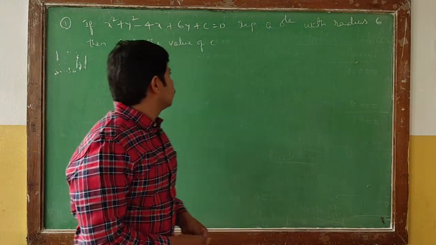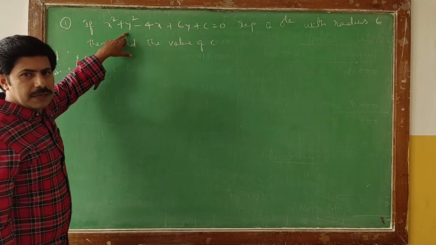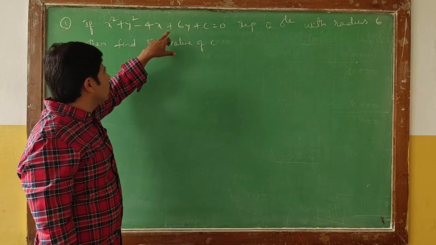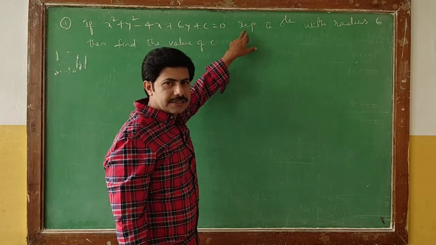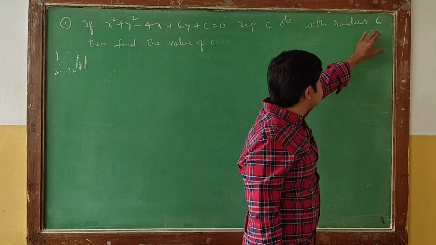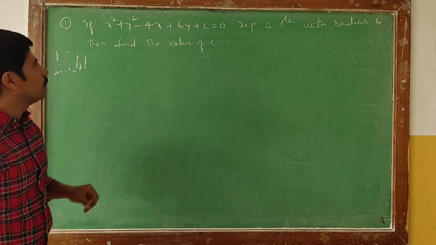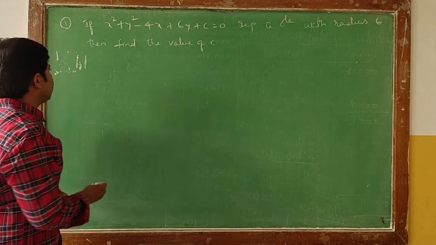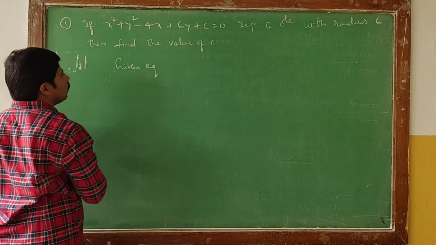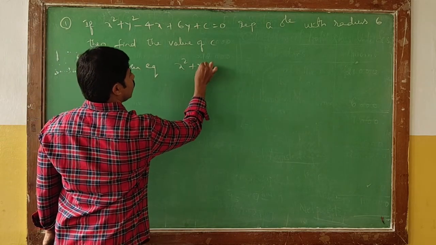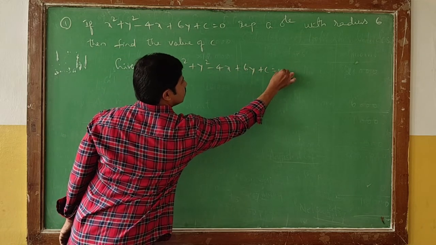Okay, so the next problem: if x squared plus y squared minus 4x plus 6y plus c is equal to 0 represents a circle with radius 6, find the value of c. So first we'll write the given equation. The given equation of the circle is x squared plus y squared minus 4x plus 6y plus c is equal to 0.